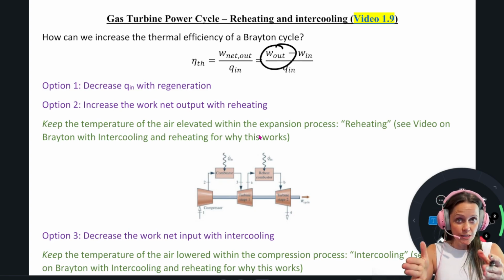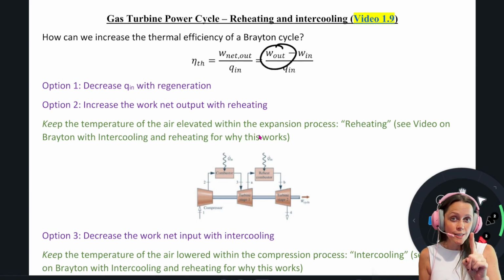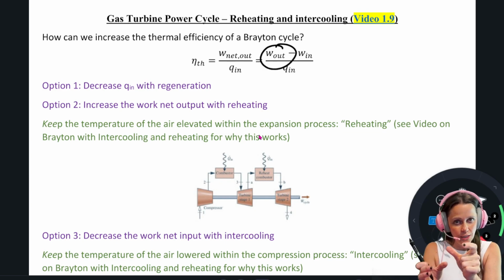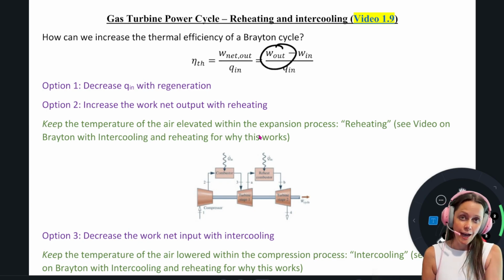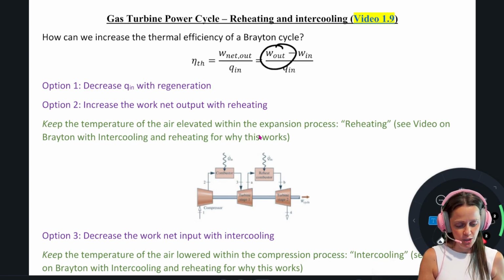So what they do is they divide up the expansion within the turbine into not one stage of expansion, but two stages of expansion. So you'll see two turbines, a high pressure and a low pressure turbine, and you'll see a heat exchanger in between. And this is your reheat combustor, which, like I said, we're modeling with a heat exchanger.